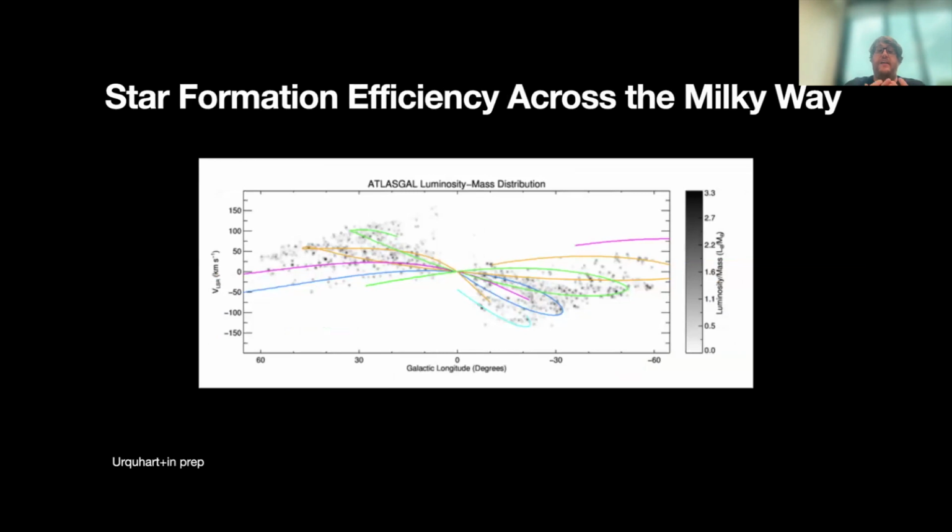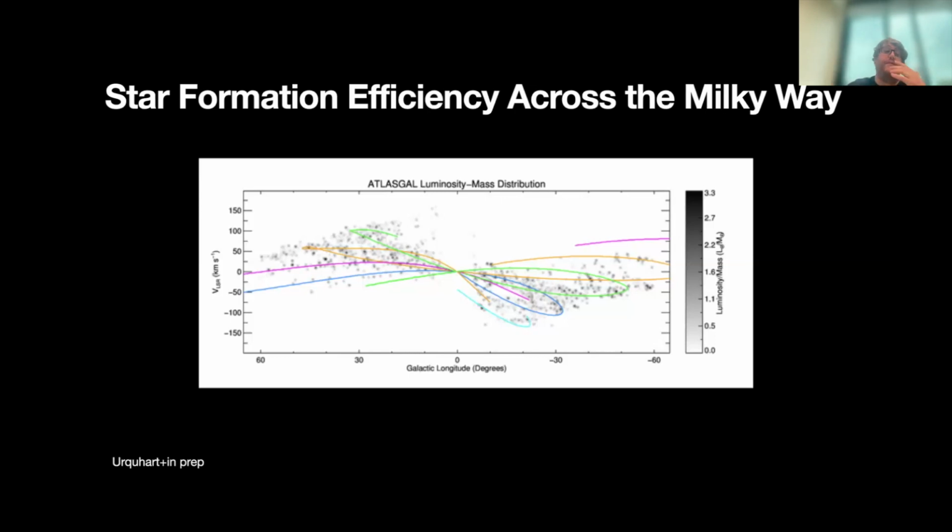So the darker the color, the higher the luminosity to mass ratio is. And we take this as a proxy of the star formation efficiency. There are numerous biases in that, so I'm happy to discuss them at some point, but it's just a proxy for the star formation efficiency.